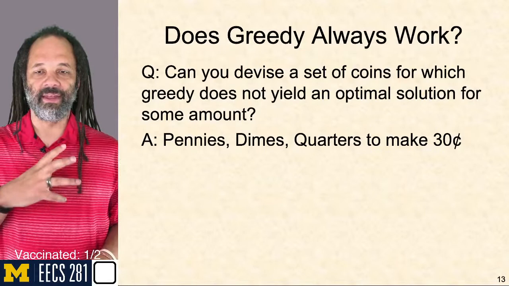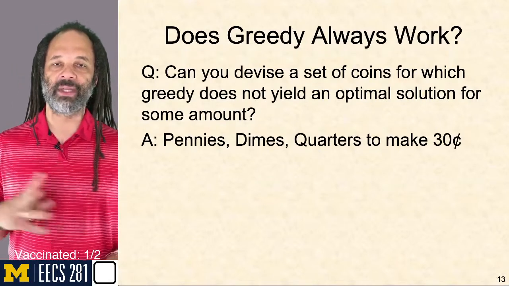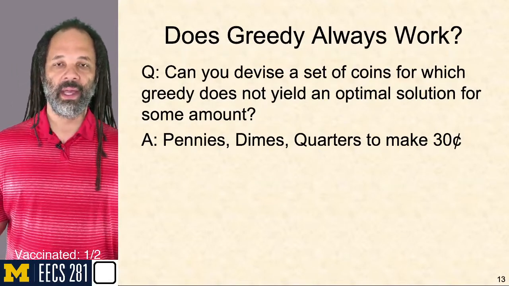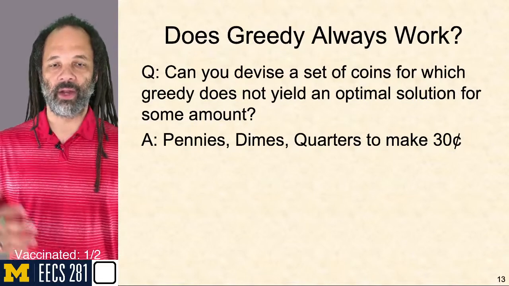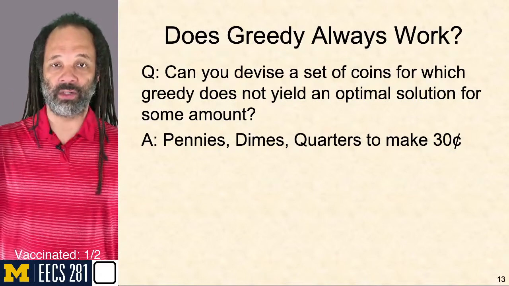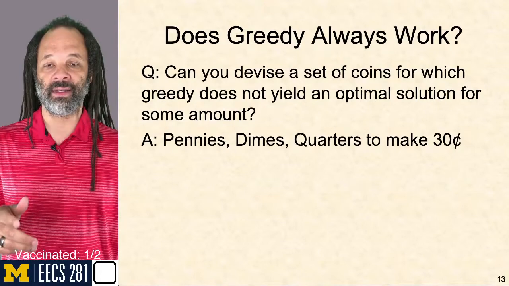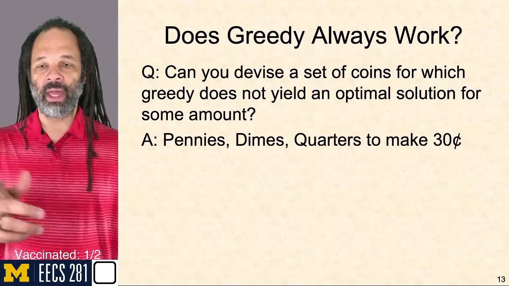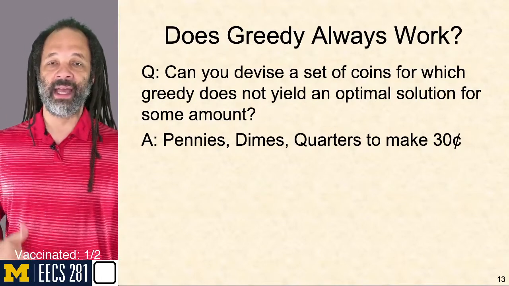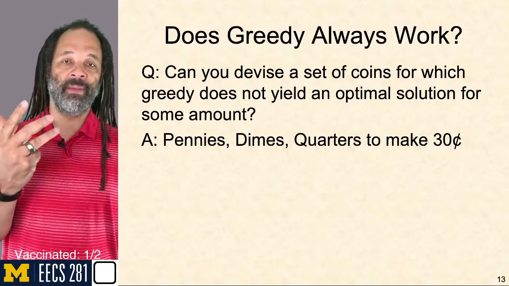If I'm trying to make 30 cents and I've got pennies, dimes, and quarters, no nickels now, what happens when I go greedy? My greedy says, let me take the quarters first. Now I only owe you 5 cents. Can I give you dimes? Nope, that's too much. Okay, let me give you 5 pennies then, and there's your change. Quarter, penny, penny, penny, penny, penny.